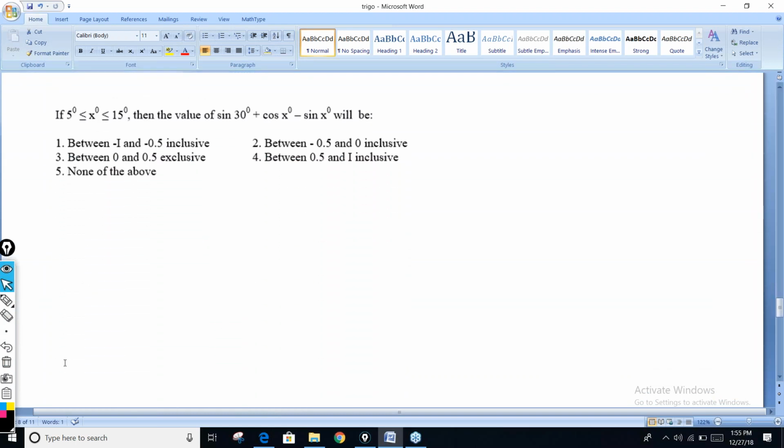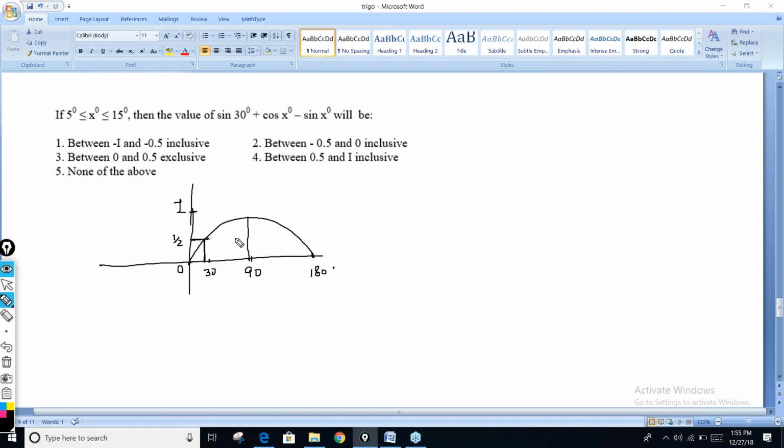This is easy if you know the rule. If you know the graph of sine and cos, sine 0 is 0 and sine 90 is 1. So the graph of sine comes out like this. There is a sine graph. At 30 it is half. This value is half, and this value is 1. This is half.